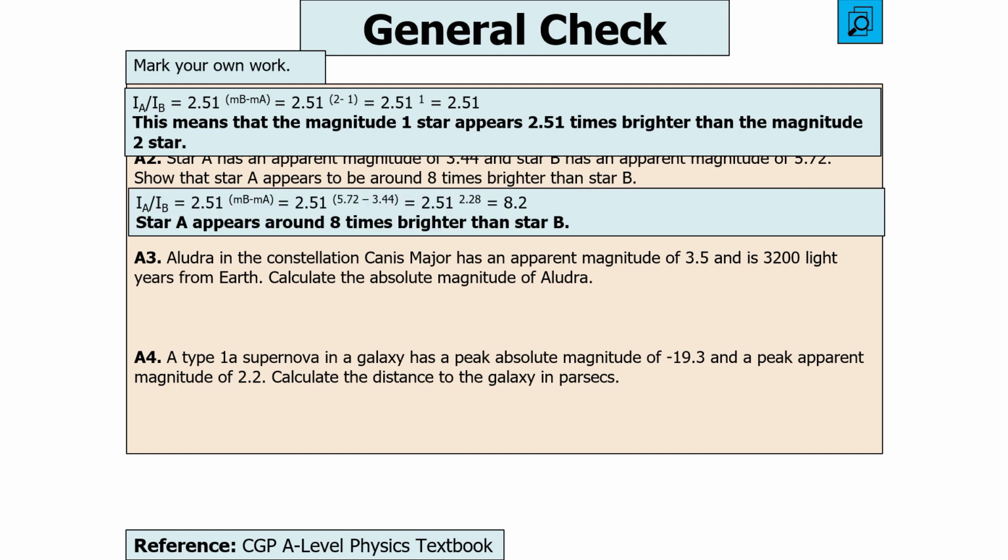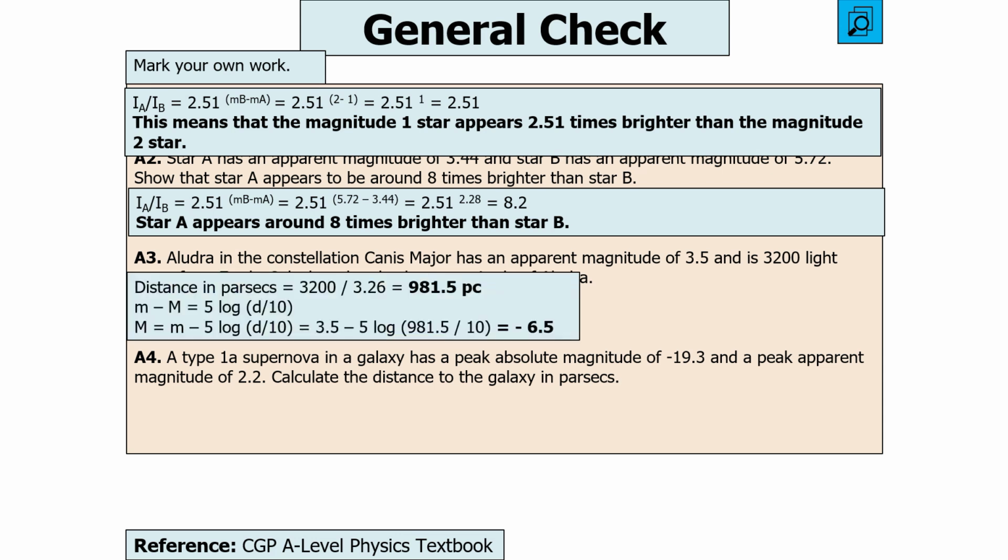The next one, you will find once again the difference in the magnitude, so it's 2.51 to the power of 2.28, which is 8.2. The next one, you've got to use the equation, which is small m minus big M is equal to 5 log d over 10, where small m is the apparent magnitude, big M is the absolute magnitude, and d is the distance in parsecs. So the first thing you've got to do is use that conversion factor and change the distance from light years to parsecs, pop it into the equation, work it through, and you get minus 6.5. So it's going to be very bright because it's a very negative value.